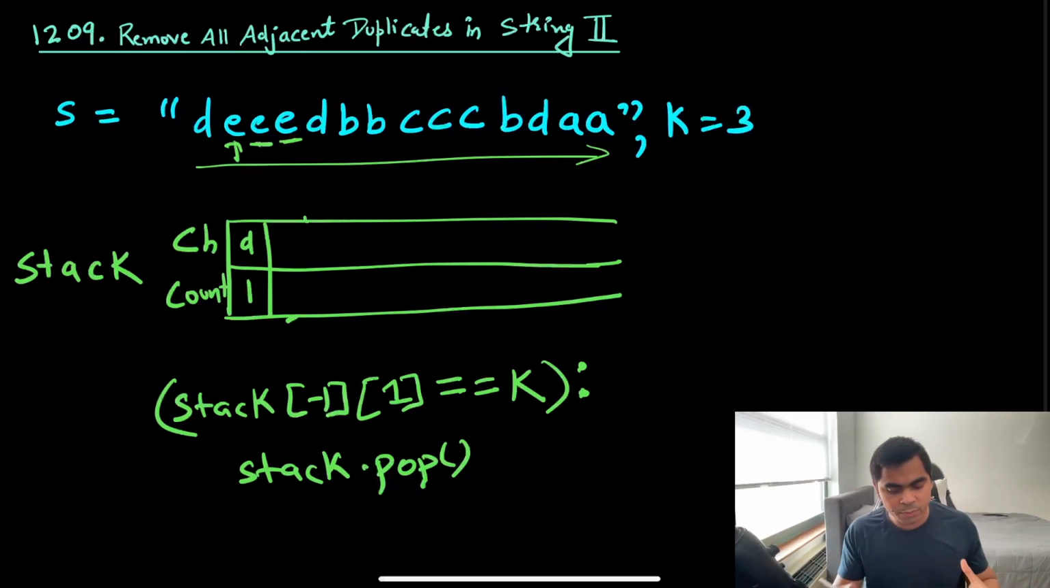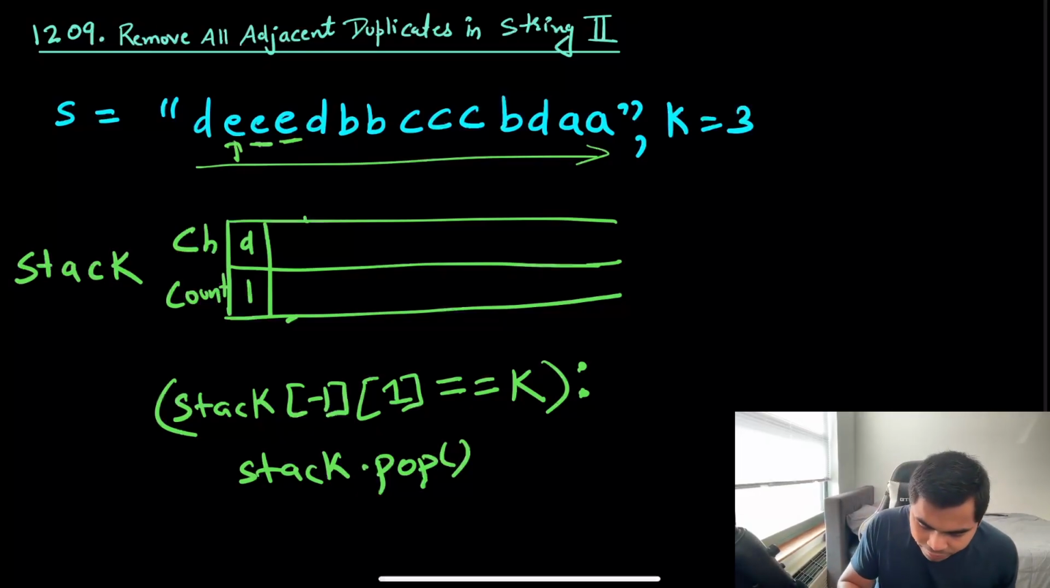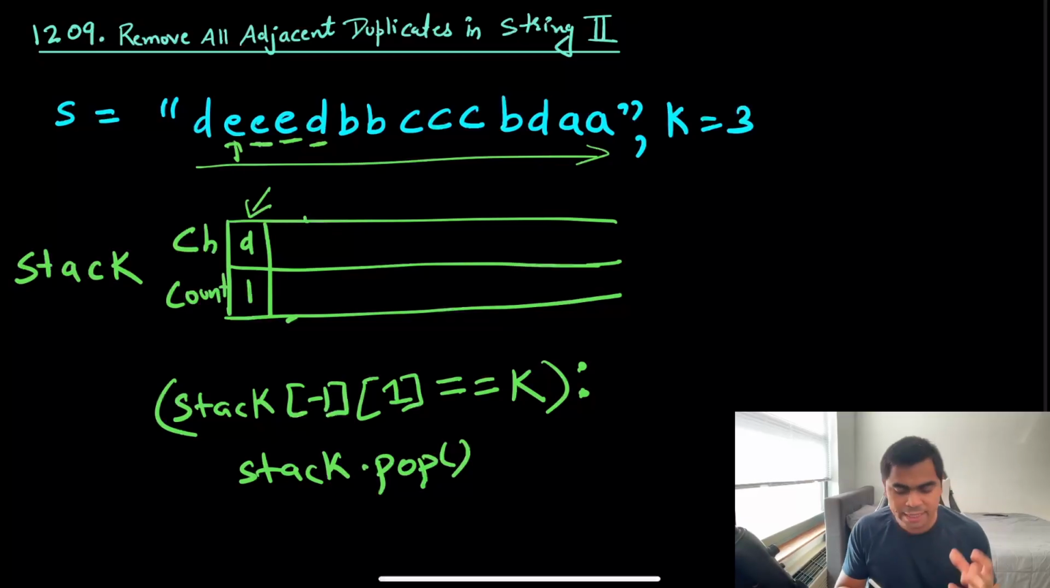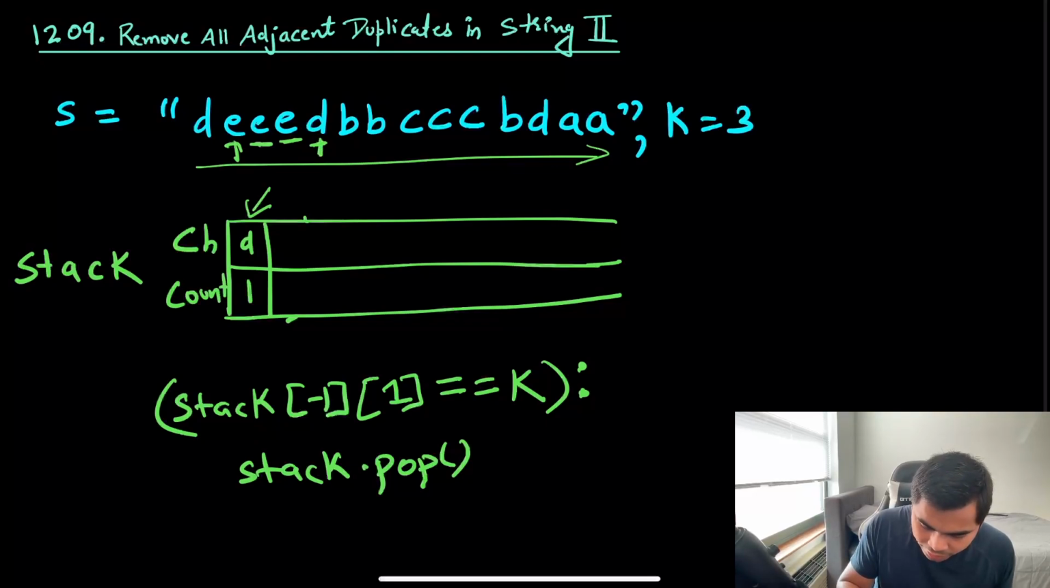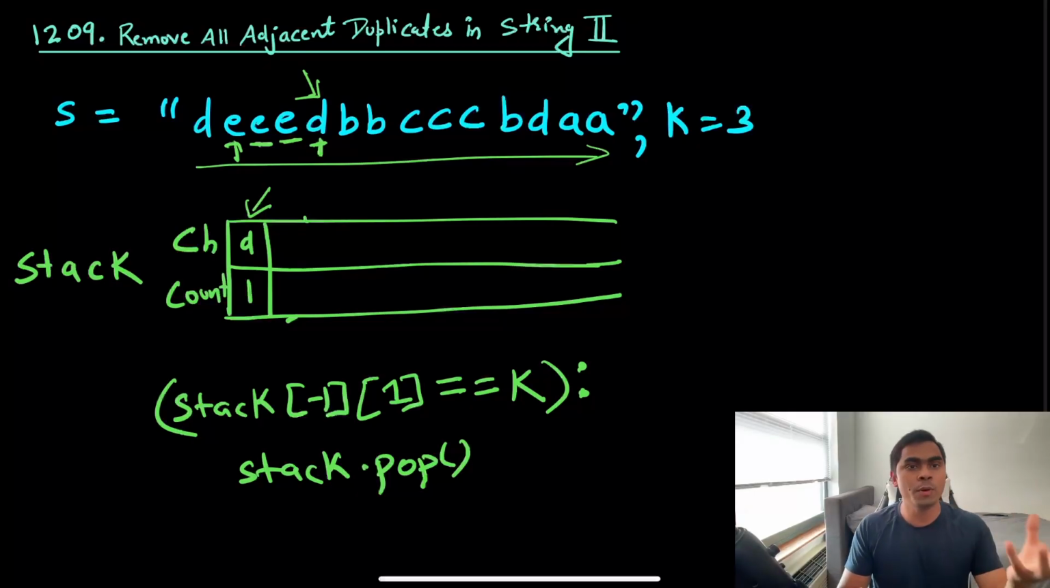In this case, whenever you see the same character later and the top of the stack already has that particular key, then instead of appending it as a new character, I will increment its count. Right now I'm here, and I see D is already present on top of my stack.